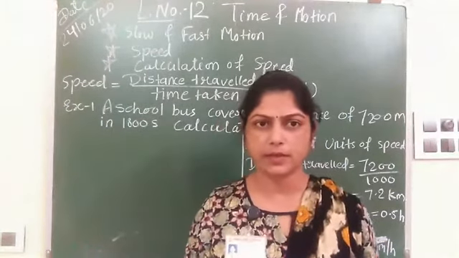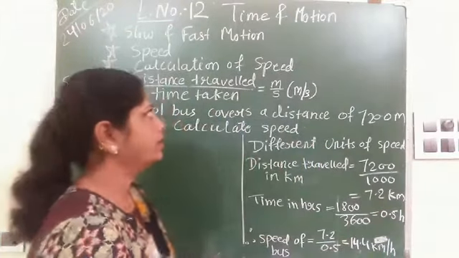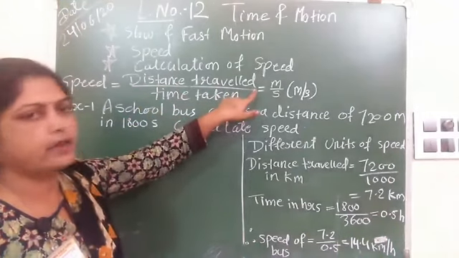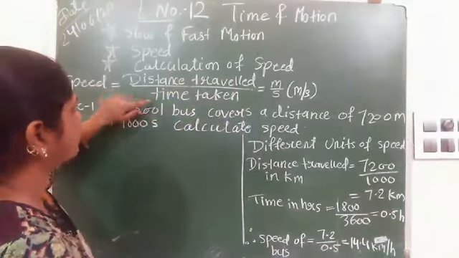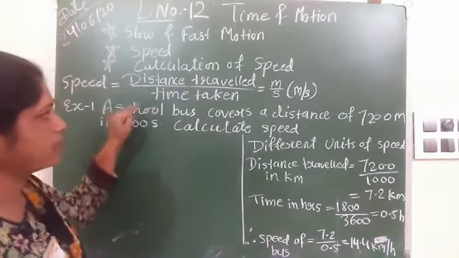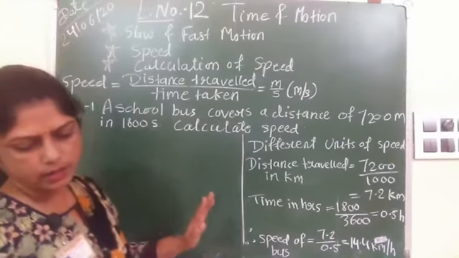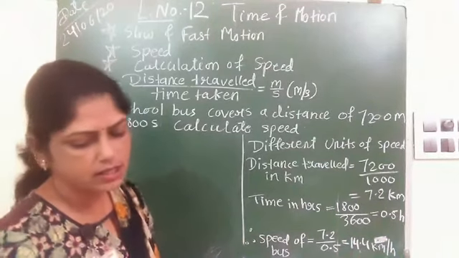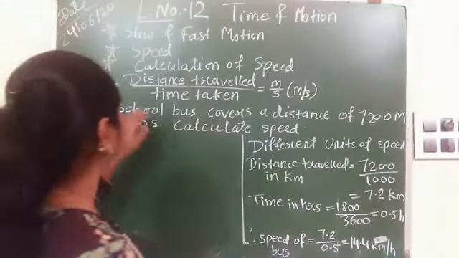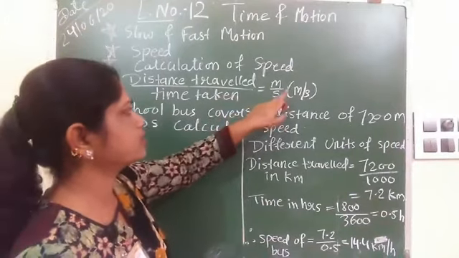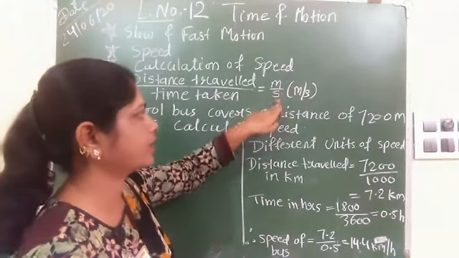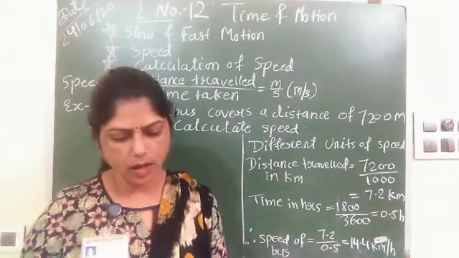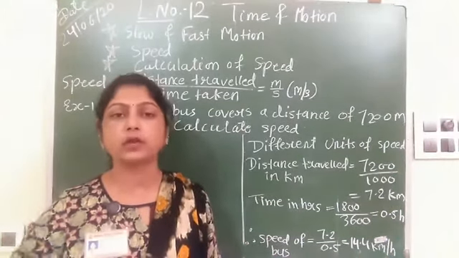So what do you mean by speed? Distance travelled by an object in its unit time, that is called speed. So the speed of an object is defined as the distance travelled by it in unit time, and the SI unit of speed is meter per second. Now, how do we calculate the speed?